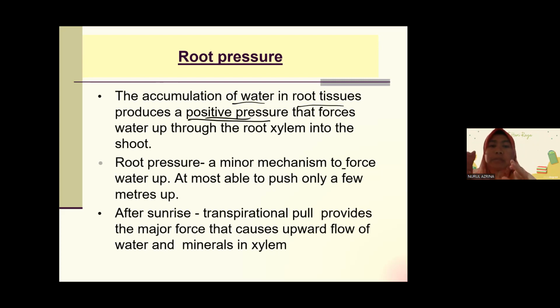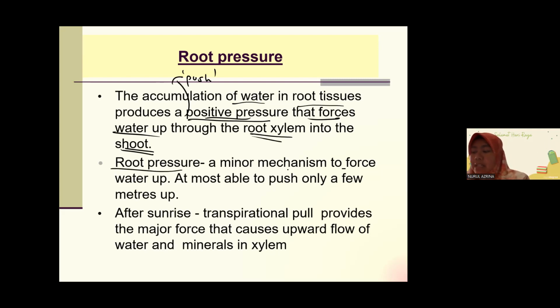So what does positive pressure mean? Positive pressure can be understood as push, right? Because you have to remember xylem has very high minerals, so lower water potential. Soil has higher water potential, so water from the soil will diffuse into the xylem. So water will keep on being transported into the xylem from the soil. This is what we call positive pressure or root pressure. Right, so this root pressure or positive pressure forces water up through the root xylem into the shoot.